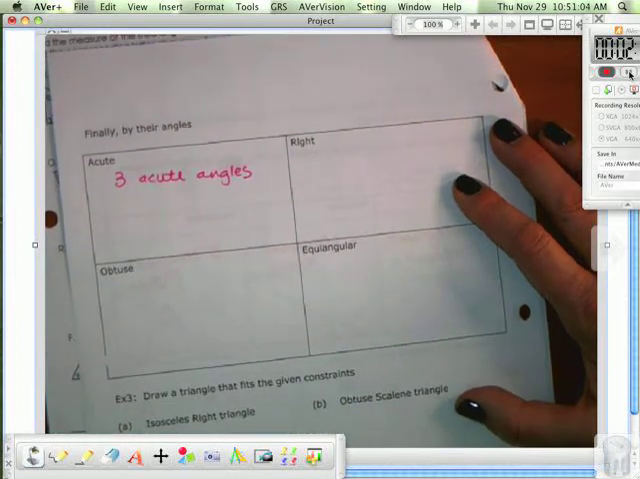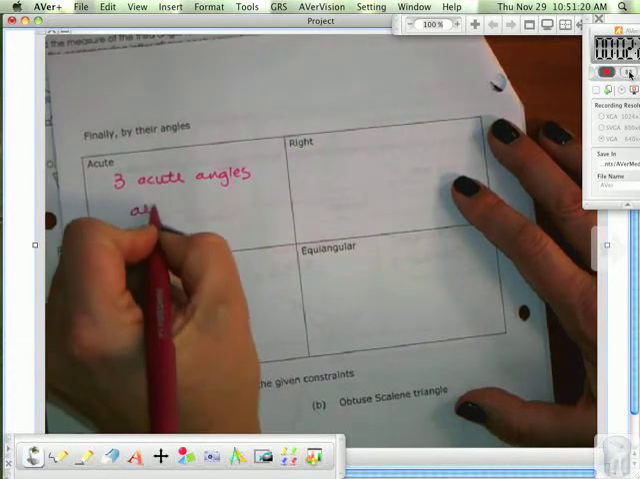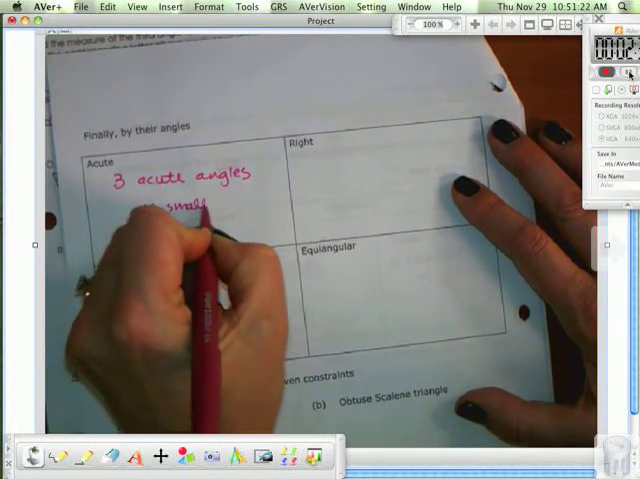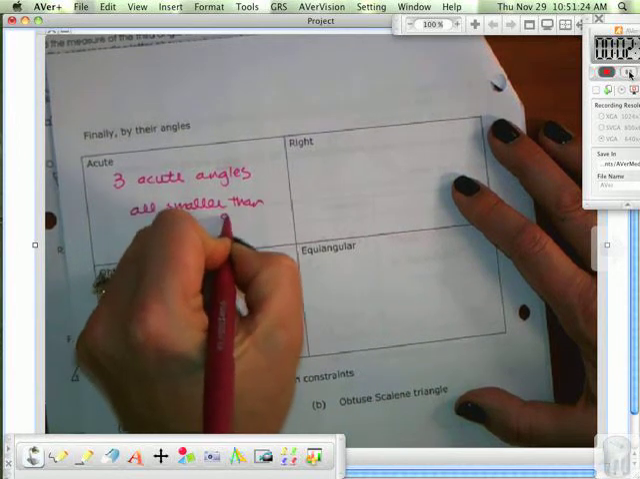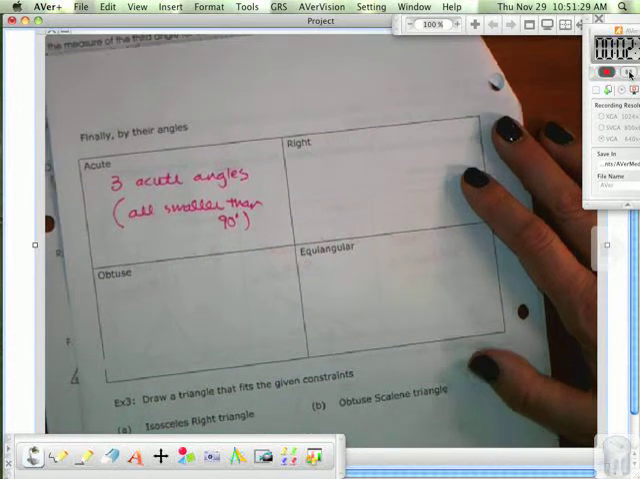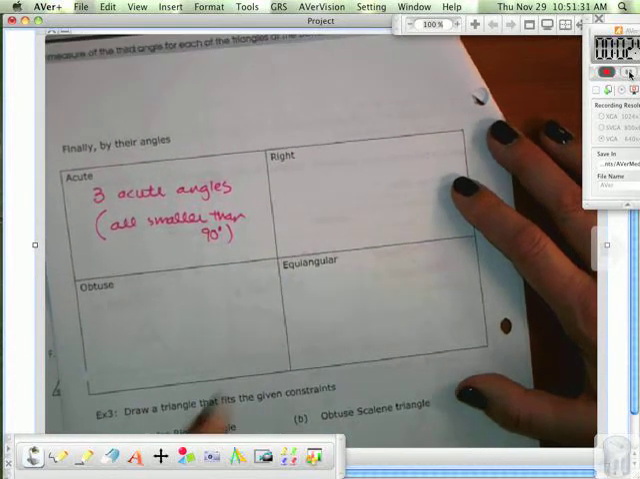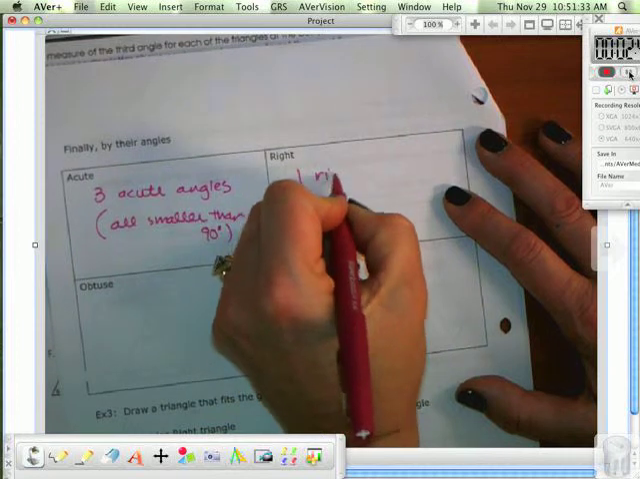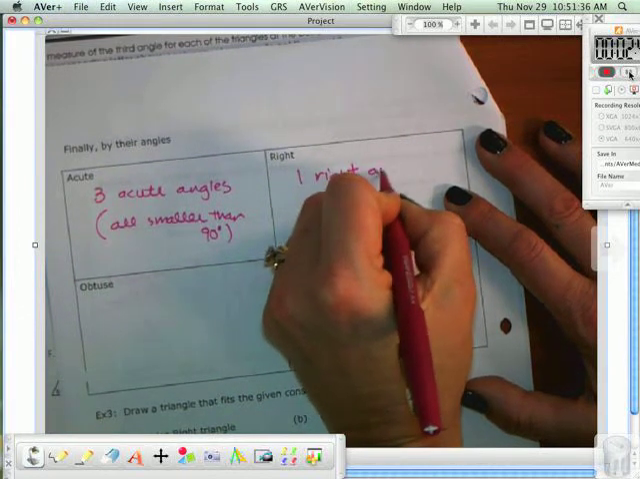Because if you think about it, it's the only option. If there's a right angle, then there's only going to be two acute angles, right? If there's an obtuse angle, there's only going to be two acute angles. So an acute triangle has to have all three acute angles. All smaller than 90. It's the small little cute angle. Yeah, they're cute. Okay? All right. Right is one, it just has one right angle in the triangle.